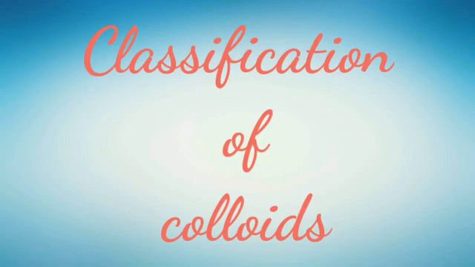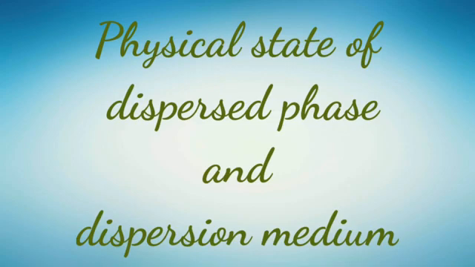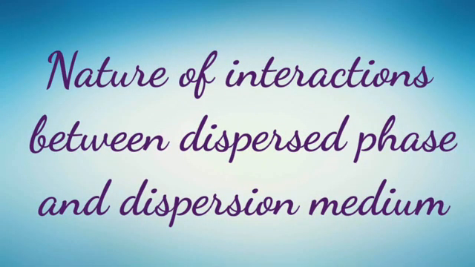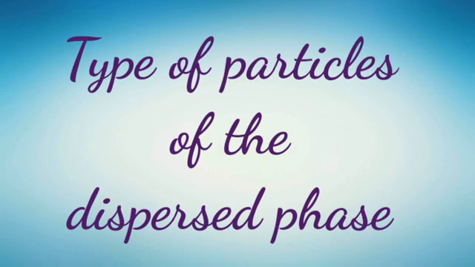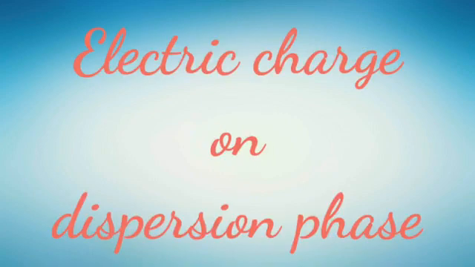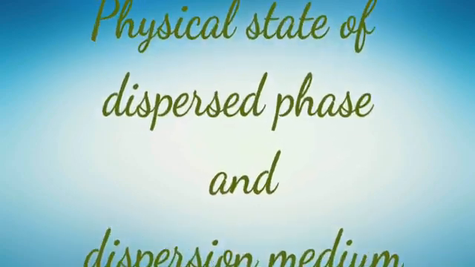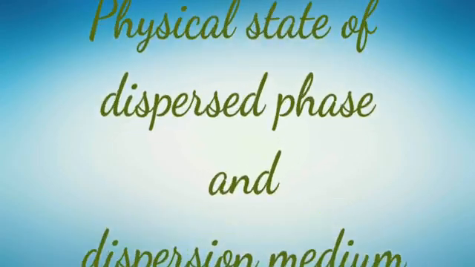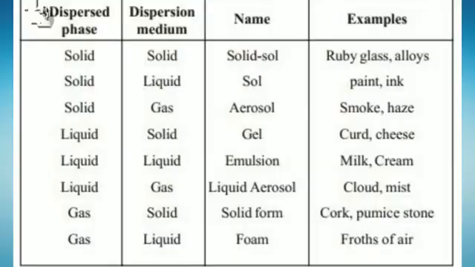Colloids are classified on the basis of physical state of dispersed phase and dispersion medium, nature of interactions between dispersed phase and dispersion medium, type of particles of the dispersed phase, appearance of colloids, and electric charge on dispersed phase. Now we will study the first classification, which is on the basis of physical state of dispersed phase and dispersion medium.